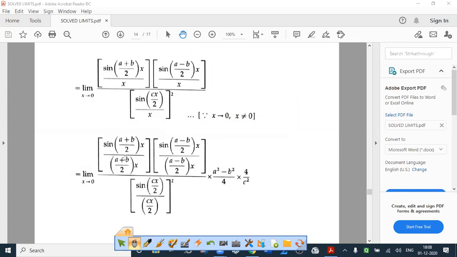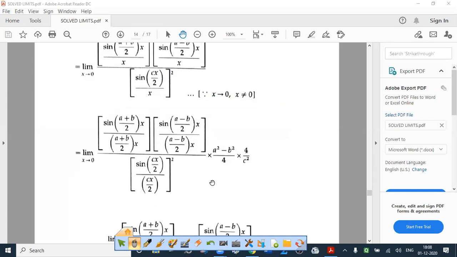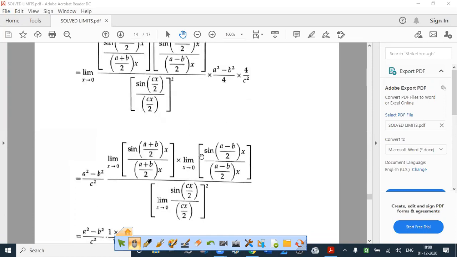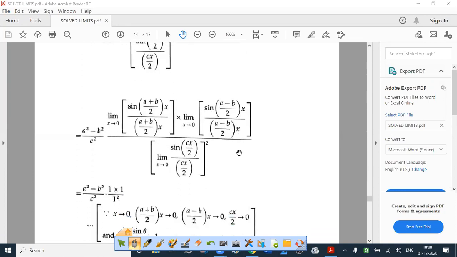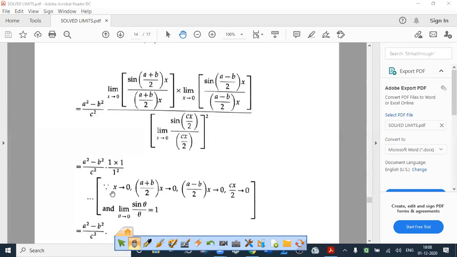Now this is standard limit. Its value is 1 into 1 upon 1 square. So this part is 1. And what about this? 4 gets cancelled. Final answer is (a square minus b square) upon c square. Of course, you have to write this step, write constant outside the limit. Then in the denominator, limit of square is square of limit, and so on. Now you have to mention this, since x tends to 0, these angles also tend to 0, and this standard limit. So final answer, (a square minus b square) upon c square.